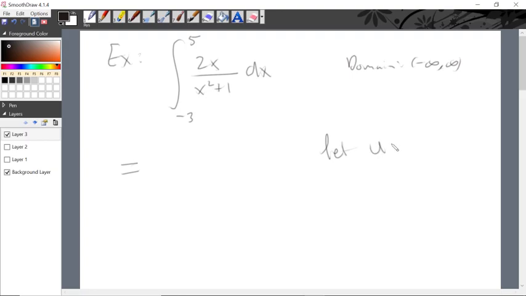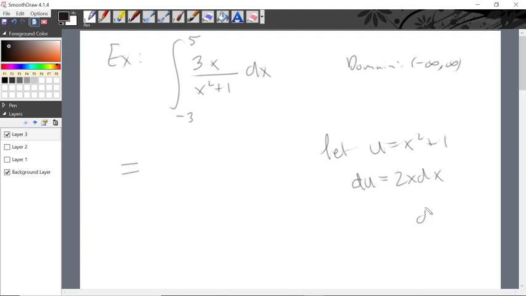So, substitution we already know. u is equal to x squared plus 1. Okay, in fact, I'm going to make one more change here. I'm going to make this a 3x. What's going to happen now? 3x over x squared plus 1. Still going to choose u equals x squared plus 1. And then the differential du is still going to be 2x dx.